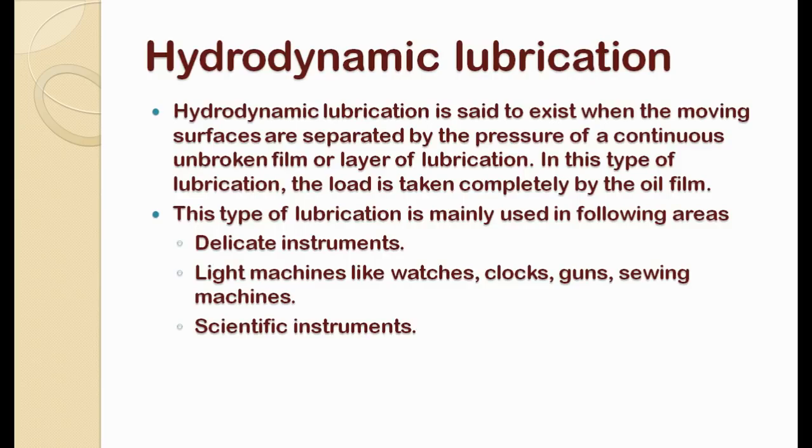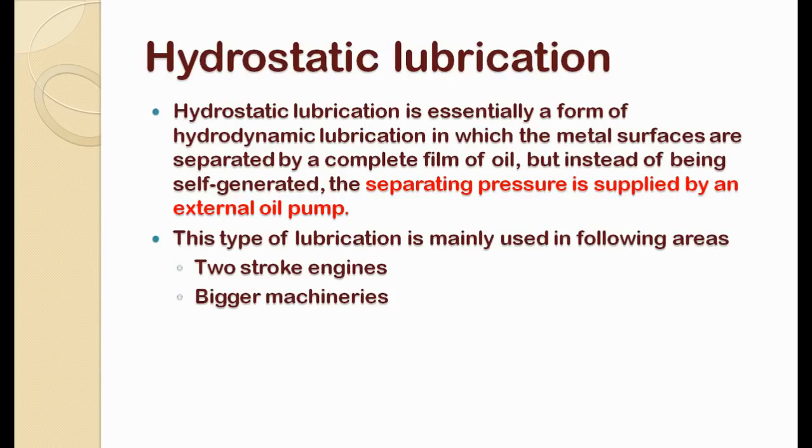Second type of lubrication is hydrostatic lubrication. It is essentially a form of hydrodynamic lubrication in which the metal surfaces are separated by a complete film of oil. But instead of being a self-generated film, the separating pressure is supplied by an external oil pump. This type of lubrication is mainly used in areas like two-stroke engines or bigger machineries.